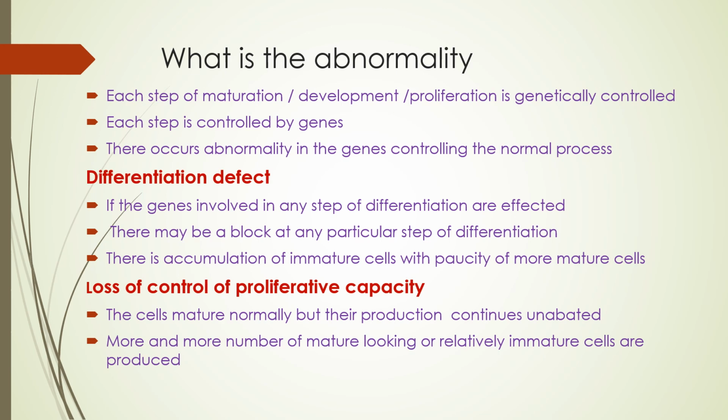If the block is at an earlier stage, we may see a lot of blast cells, myeloblast cells or lymphoblast cells. If the defect is lower down, then we may see more mature cells, like in chronic leukemias. The other is loss of control of proliferative capacity. The cells mature normally, but their production continues unabated, that they continue to proliferate. There is no negative feedback mechanism. More and more mature looking or relatively immature cells are produced. So these are the two basic abnormalities which may cause leukemia.